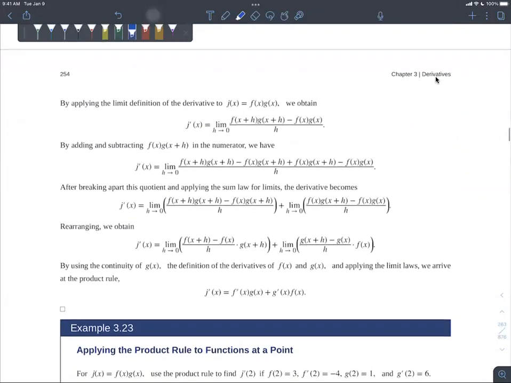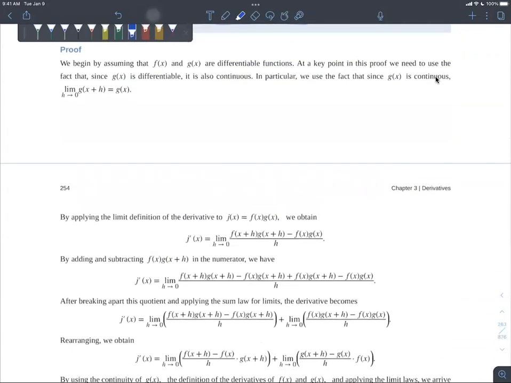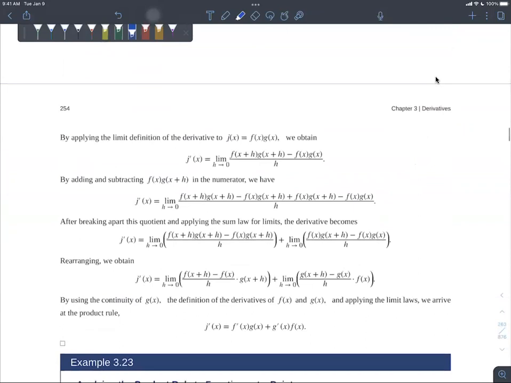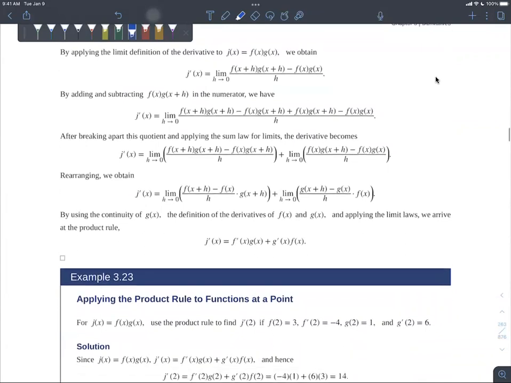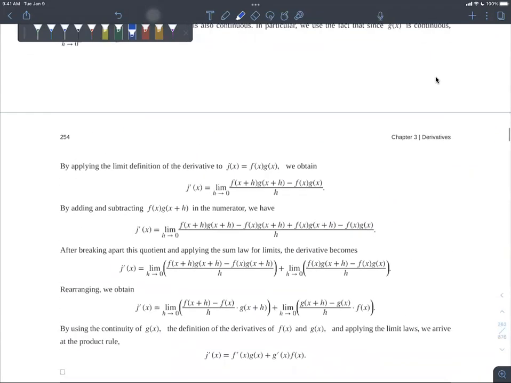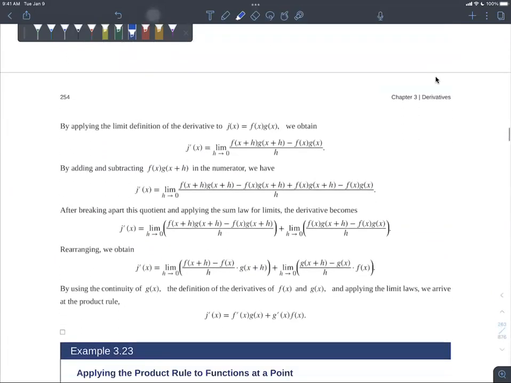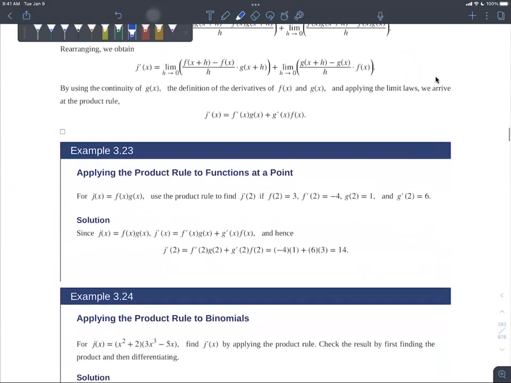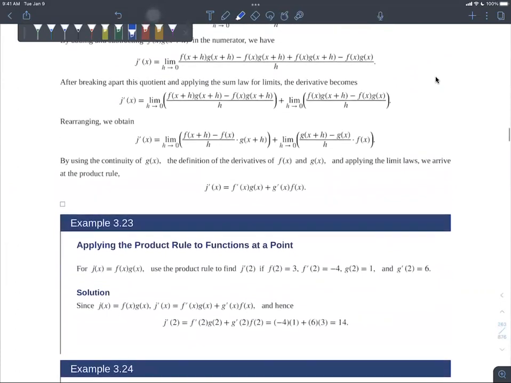And I like this proof, but again, we won't go through it because it can be proven using the limit definition, but we will skip that for now. If you'd like to go over this proof again, as usual, come see me in my office. There's a pretty cool trick that they use in this proof. So applying the product rule to functions at a point. Okay, so let's go ahead and try to apply the product rule.